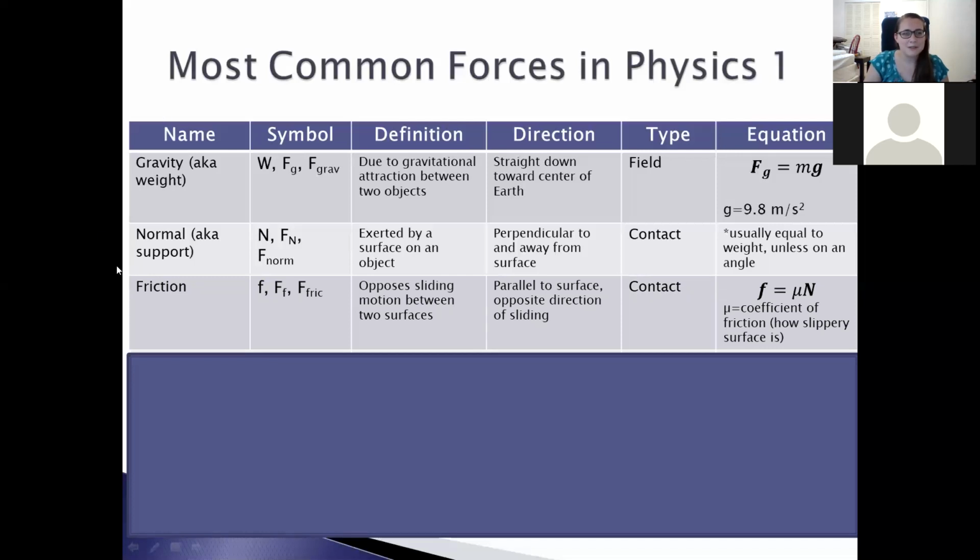Another common force that you'll see in Physics 1 is friction. So sometimes we'll write that as lowercase f, sometimes ff, and sometimes f fric. So this is the force that opposes the sliding motion between two objects. This would act parallel to the surface, but opposite the direction that it's sliding. It is a contact force because the two objects have to actually be touching in order for friction to oppose the motion.